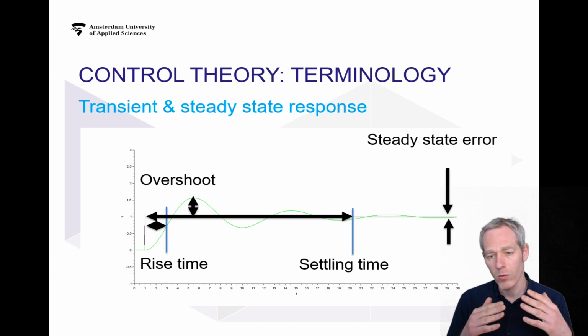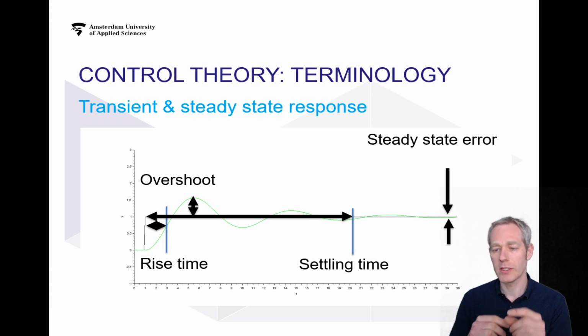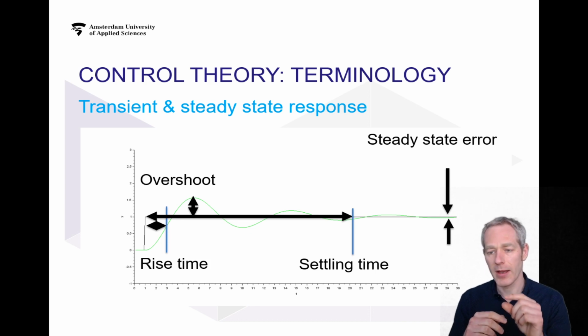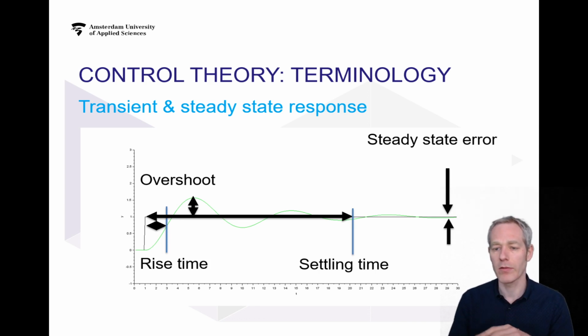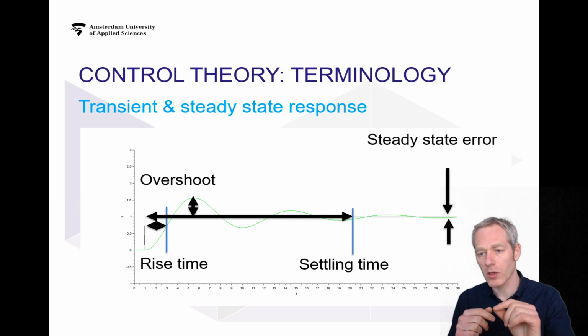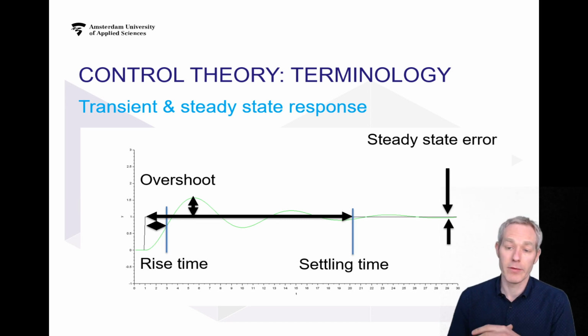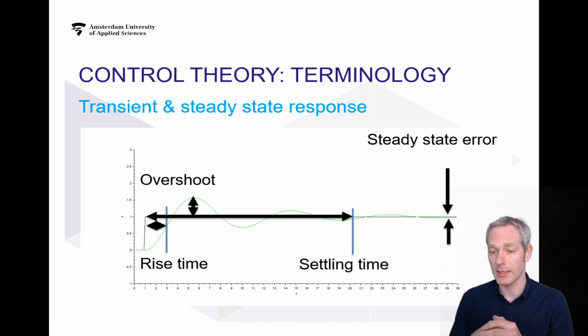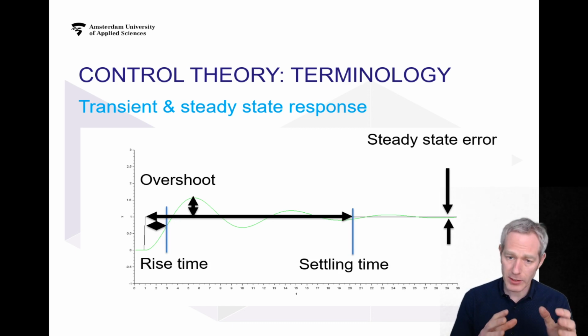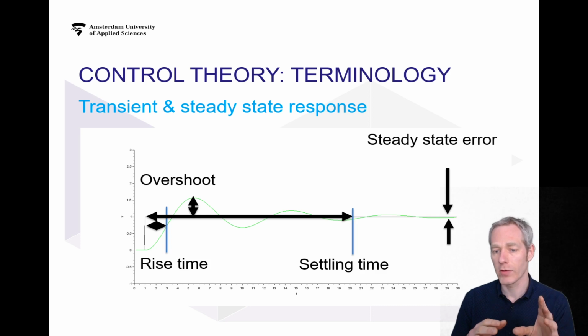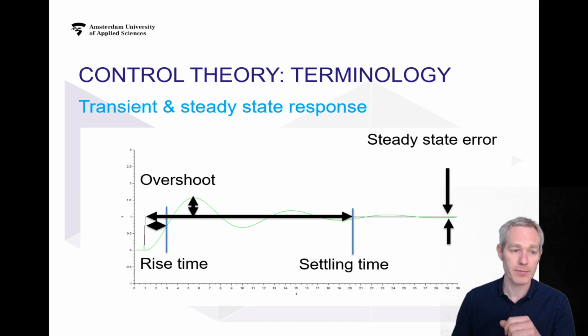Now, once everything has settled down, which means that it has become within about 10% of our reference value, that is called the settling time. And after that, it will come closer to our reference value, but it might still have a residual error. And this is called the steady state error. So we have a transient situation where we have a rise time and overshoot. It settles down into the steady state response, where it might still have a residual error.